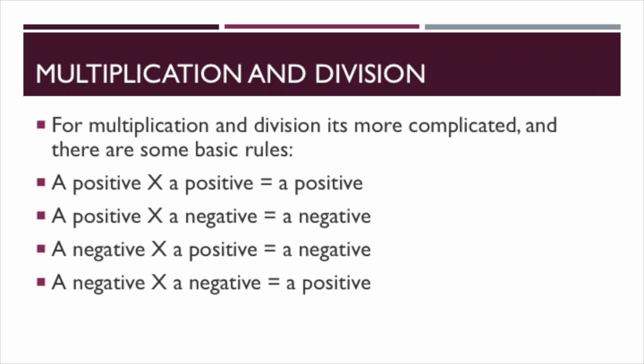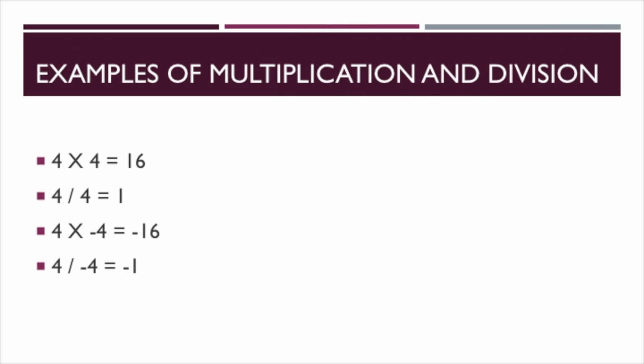Now, the one that's really hard to get used to is if you have a negative number times a negative number. So say negative 3 times negative 3, it's actually positive. So negative 3 times negative 3 equals 9. And the same is true for division. A negative number divided by a negative number equals a positive number. So negative 4 divided by negative 4 equals 1. So let's take some examples of multiplication and division. Well, we know that 4 times 4 equals 16, and 4 divided by 4 equals 1. Now 4 times negative 4 equals negative 16, and 4 divided by negative 4 equals negative 1.